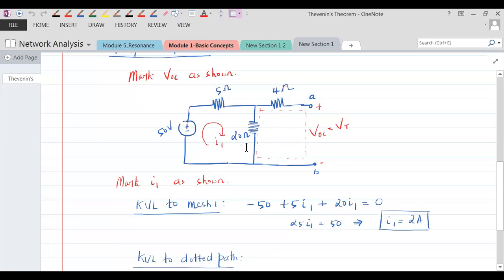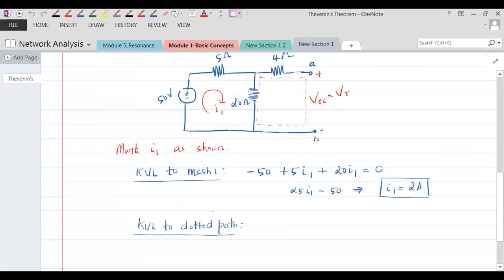So if I apply KVL in this direction, I'm moving upwards. Current I1 is moving downwards, so it is minus 20 I1. Everybody is okay with that? It's minus 20 I1. Now comes 4 ohms, let's say plus 4. What is the current flowing through 4 ohms? Zero, mind you. There is no current flowing through 4 ohms. Then comes this VOC, so plus VOC equals 0.